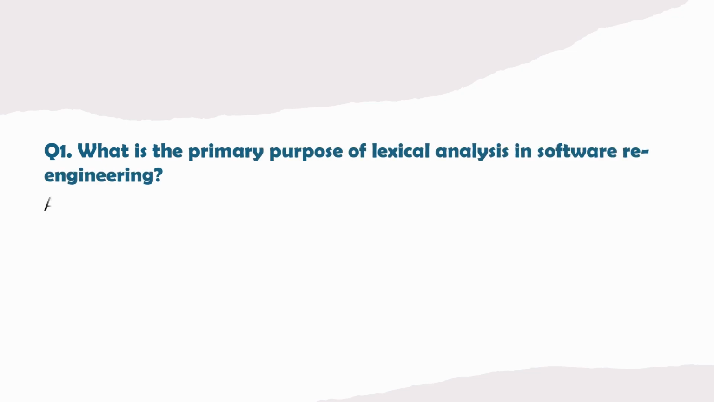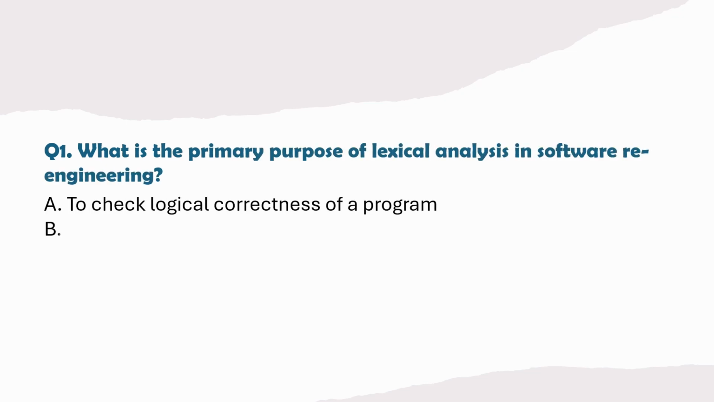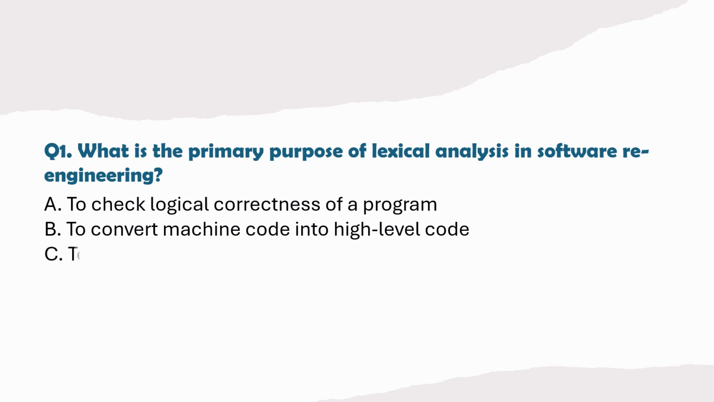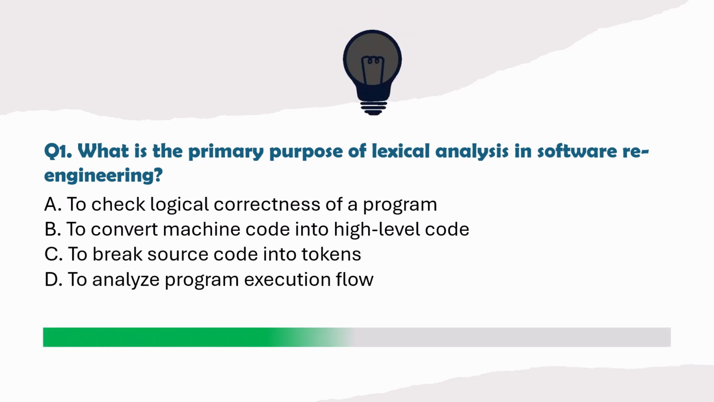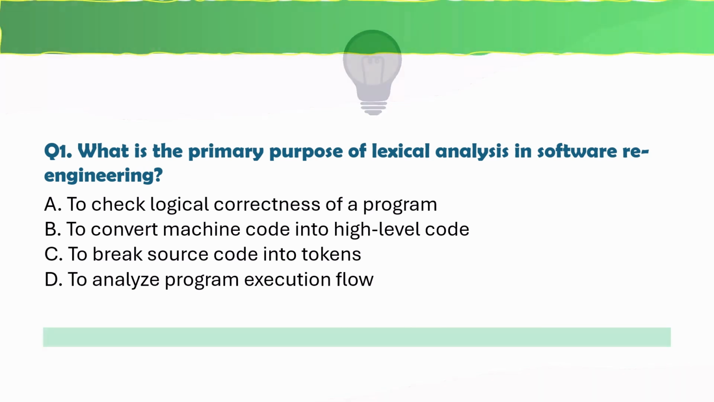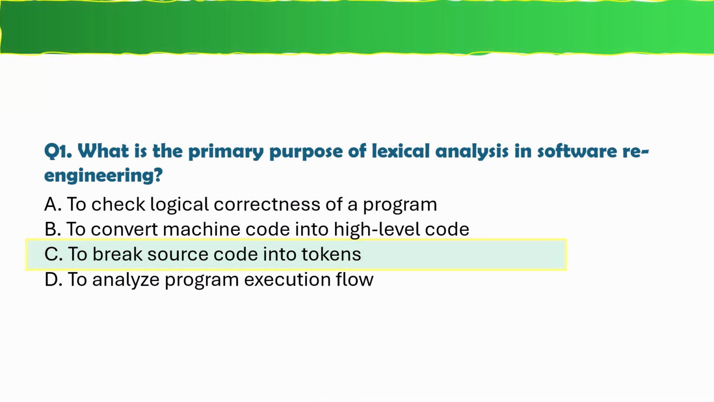The first question says, what is the primary purpose of lexical analysis in software reengineering? Maybe to check the logical correctness of a program, to convert machine code into high-level code, to break the source code into tokens, or to analyze the program execution flow. The correct answer is to break the source code into tokens. Lexical analysis, as we discussed, is the first phase of program understanding. In this stage, the compiler scans the source code and breaks it into meaningful units called tokens.